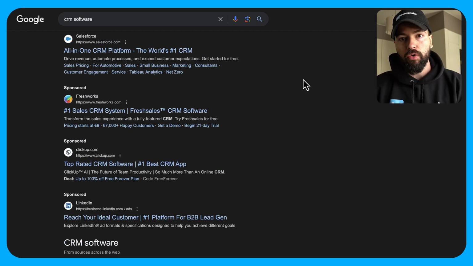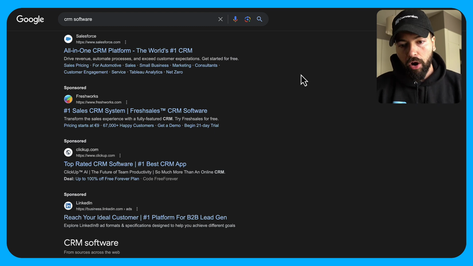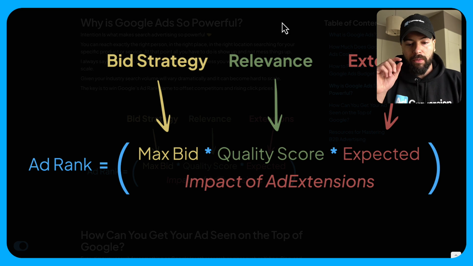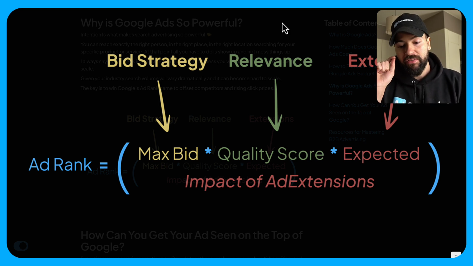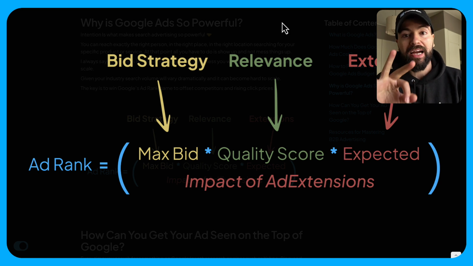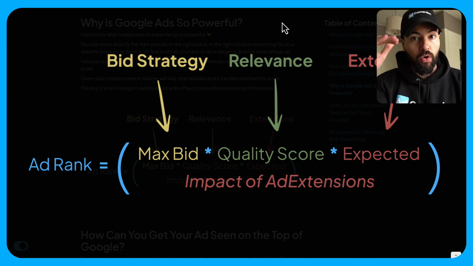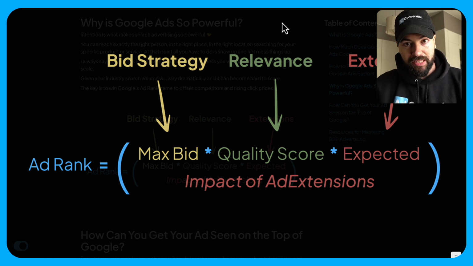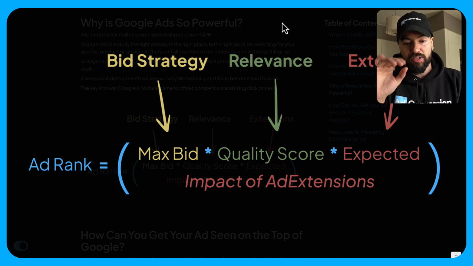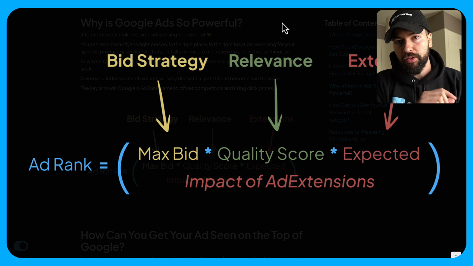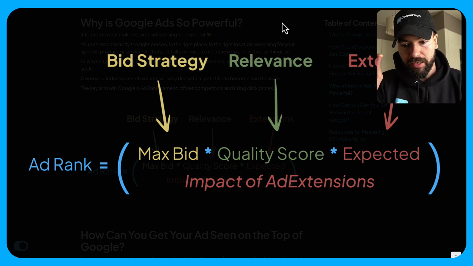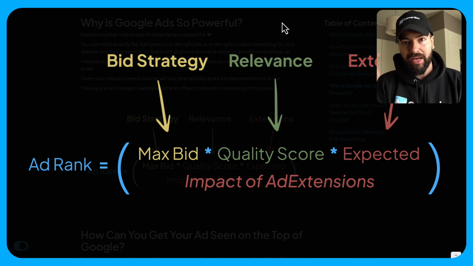The reason these 4 are at the top of the page and the other 4,000 aren't is because of ad rank. So your ad rank is your max bid times your quality score times your expected impact of ad extensions. So these are the 3 factors that go into determining if you're in position 1 on Google, position 2, position 3, or in position 4,000, nowhere to be seen. So it's these 3 things. Your bid only takes up 1/3 of the entire ad rank formula. The other one is your quality score, and then the third one is your expected impact of ad extensions.